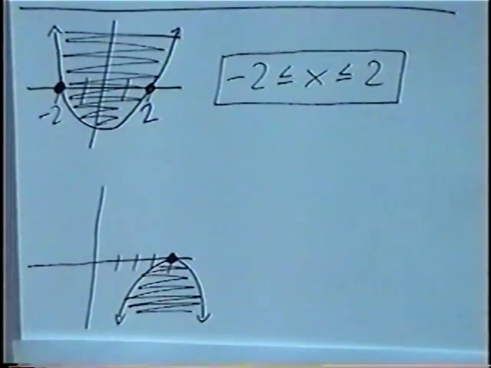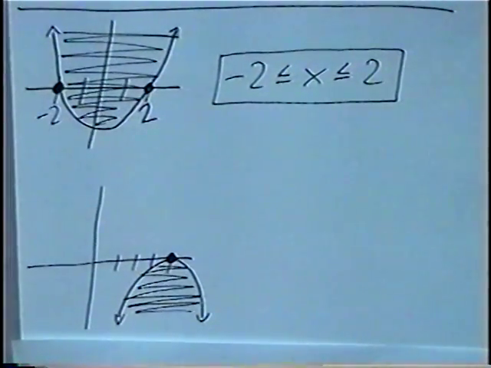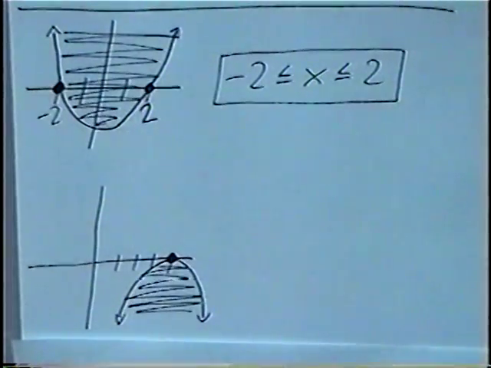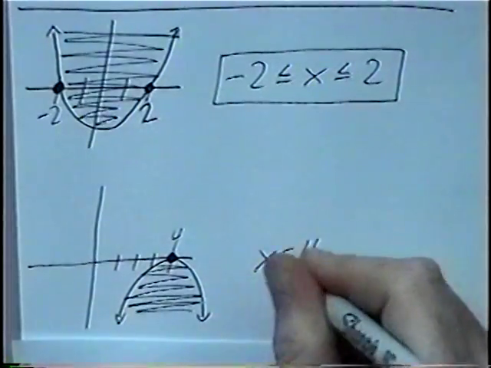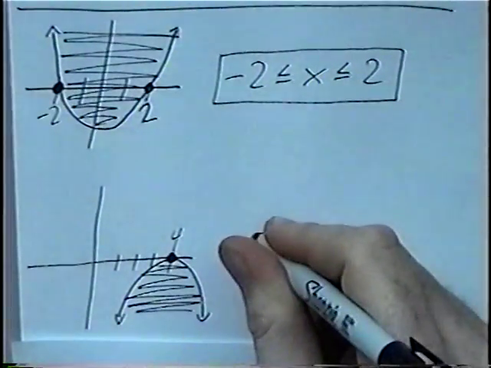Second graph and second equation. On this graph, it crosses the x-axis at one point, which would be the vertex, and that point is at +4. Since there's only one point and no other point on the x-axis is shaded, the answer to this graph would be x equals 4.